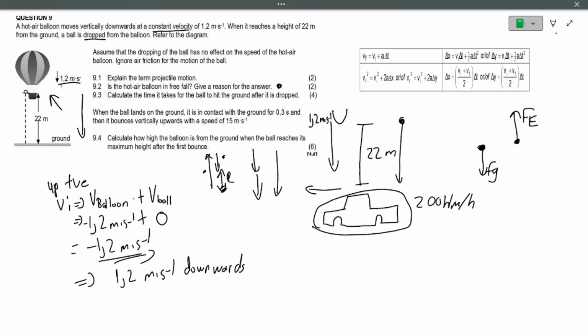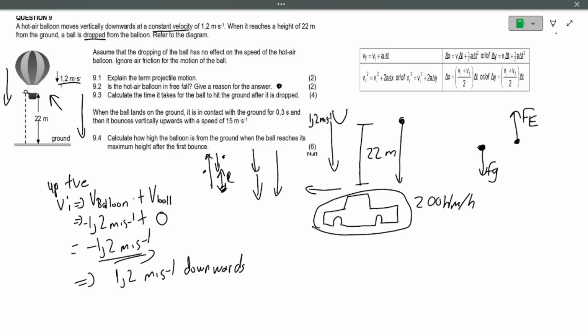Because the balloon is moving downwards at a speed of 1.2 meters per second, it means that everything in this balloon, even the ball, is moving at this speed. That's why if you release this ball, it will continue going down. So that's what we see. It is the same logic even when you throw a ball.